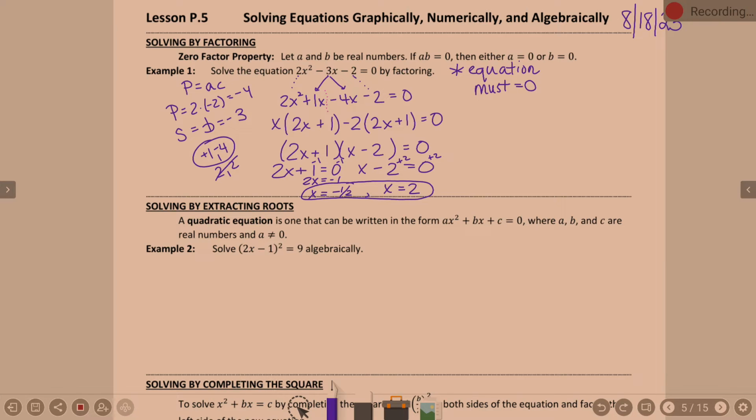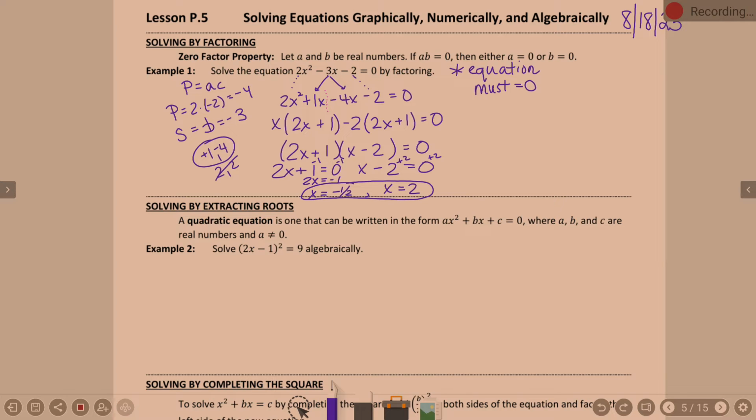So maybe, sometimes you can always check your answers, but there's no reason that these wouldn't work. Sometimes when we have things like square roots and stuff, we get extraneous answers that don't work. So maybe that's what you're thinking about. But that won't be an issue today, I don't think. Okay.